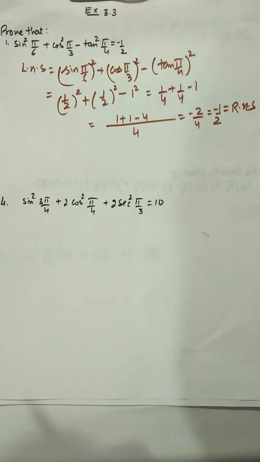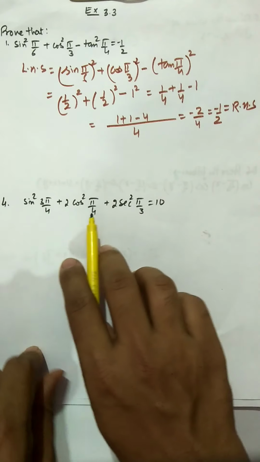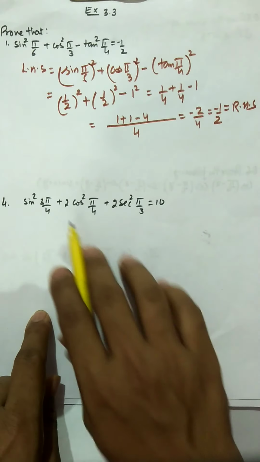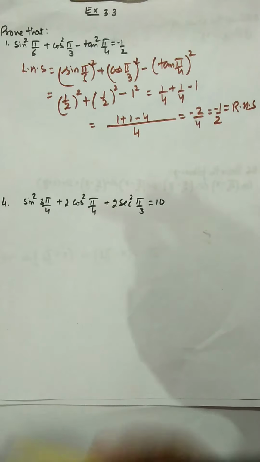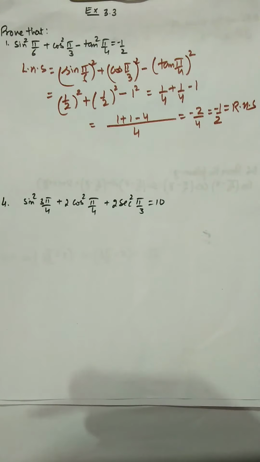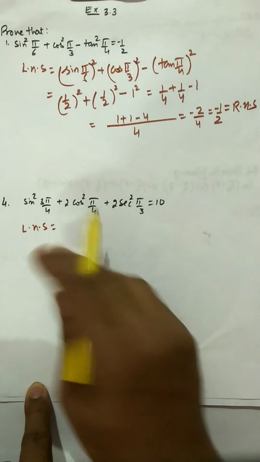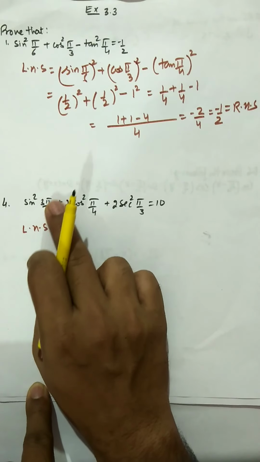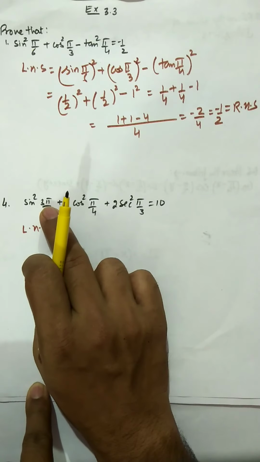Now come to question number 4. This is sine square 3 pi by 4, plus this is cos square pi by 4, plus this is sec square pi by 3. So 3 pi by 4 you can solve by substituting pi as 180 degrees, and you can replace everything according to that. But now we are not going to convert, because you have to understand these notations in radians, because you will deal with them in all the questions. So it is better to develop the habit of solving trigonometric functions on given values like this, in radians.